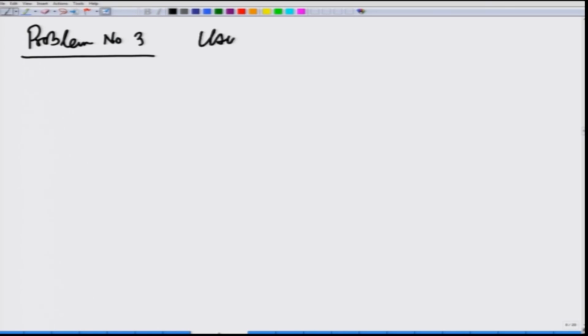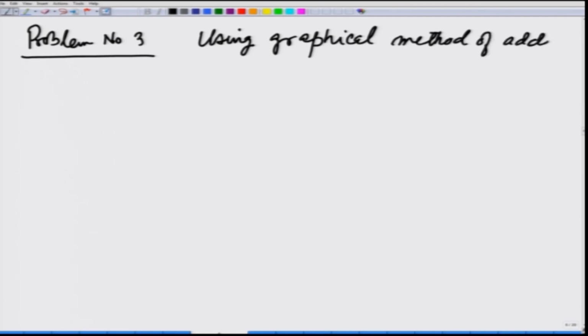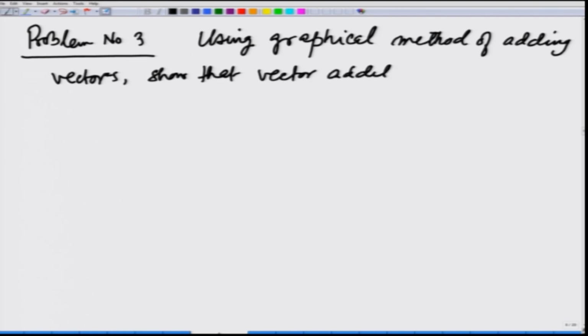Using the graphical method of adding vectors, show that vector addition is commutative.